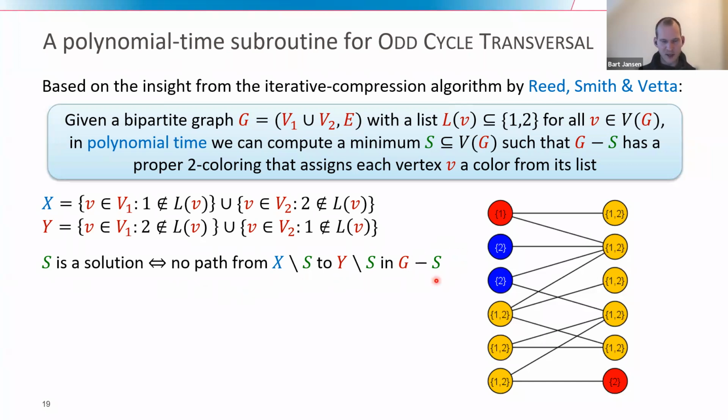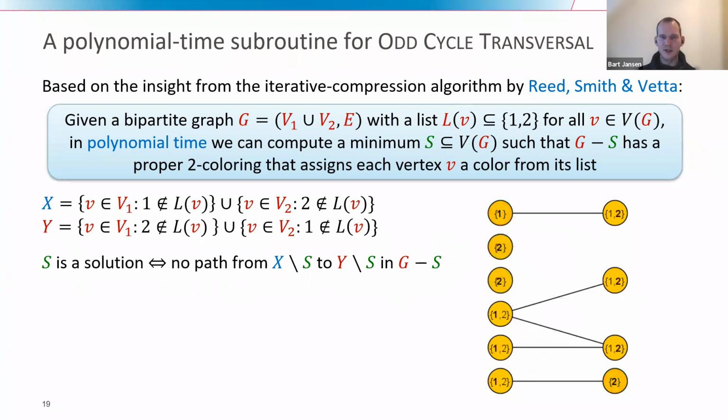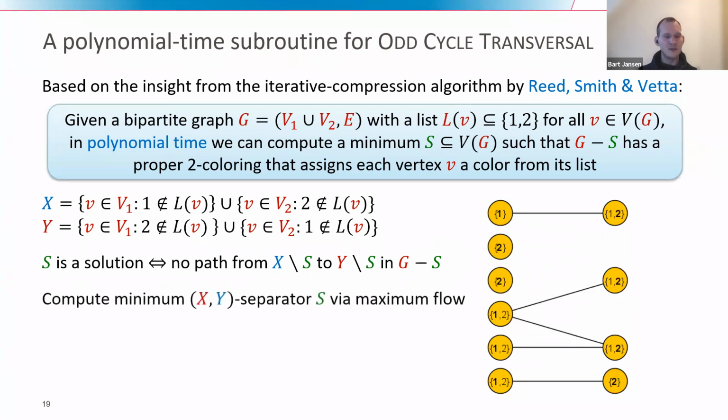So here we can make a separator by removing this vertex and removing this vertex. Then we break all the paths between red and blue, and in the corresponding graph, you can find the 2-coloring that satisfies what you want to do. So you can solve this problem by finding a minimum separator separating the vertices in X from the vertices in Y, where this time around the separator is allowed to delete from the sets X and Y. Previously, it was not. Good.